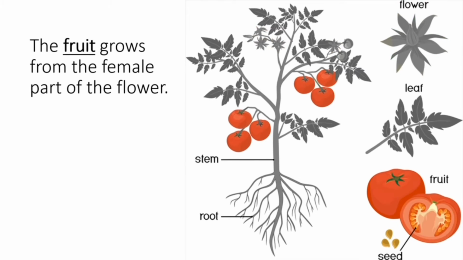The next part of the plant is the fruit. The female part of the flower is what becomes the fruit. If you watch the flower on a plant every day, you would see how over time the center of the flower swells up and becomes the fruit.